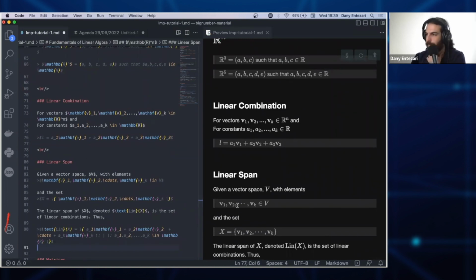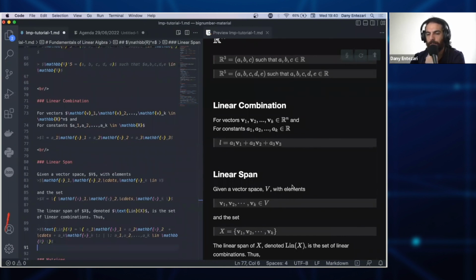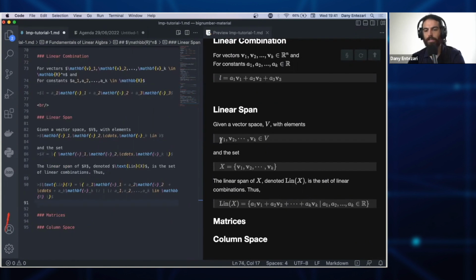Say we have a vector space, basically a set of vectors, a set containing vectors. And we have, let's say, 5 vectors. So we have a vector space V, with elements V1, V2, all the way to VK. And then we put these vectors inside a set called X. Okay, so we take this sequence of values, they're all vectors, and we put them inside the set X. If we apply this linear span function to X, then we will get the following.